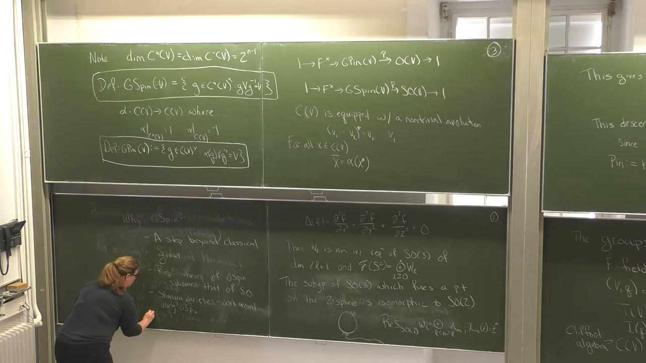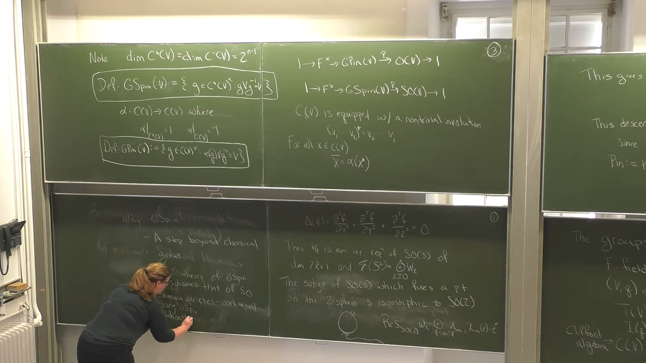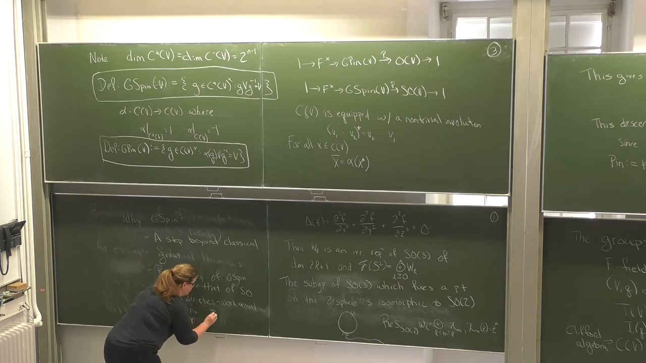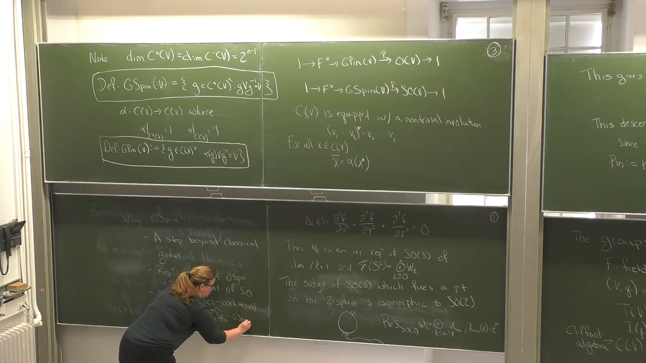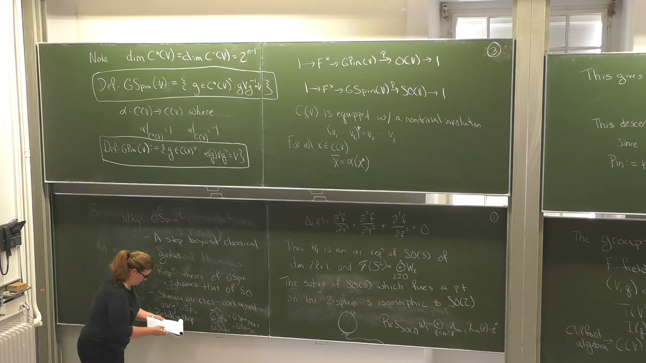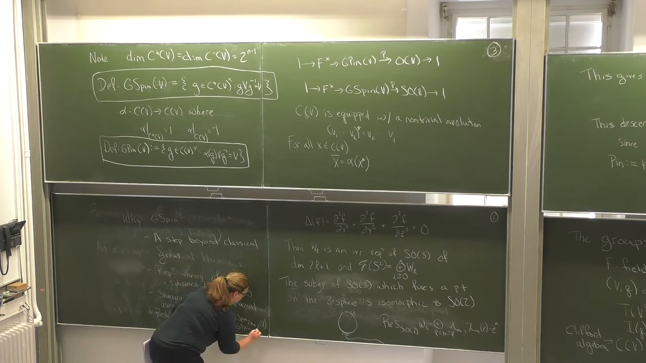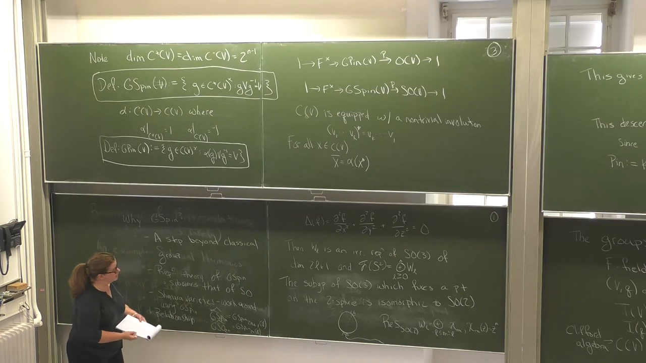And then, of course, the relationship with the Langlands dual group. For instance, the dual of GSp_2n is GSpin_2n+1, and the dual of GSO_2n is GSpin_2n, over C, of course. Right. Okay.